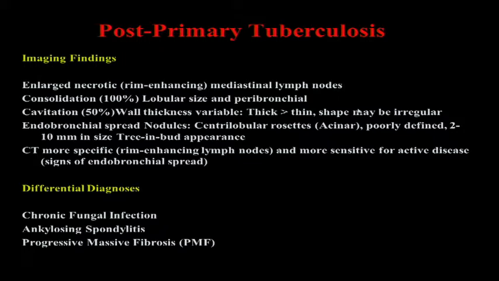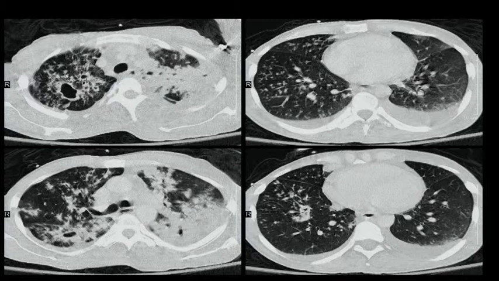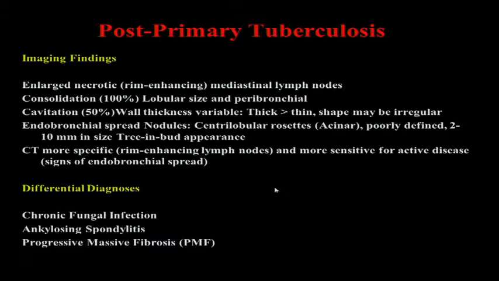Shape may be irregular. Endobronchial spread nodules, centrilobular rosettes, poorly defined, 2 to 10 millimeters in size, and tree-in-bud appearances. Let's see what rosettes they're talking about. Are they talking about these tiny nodules that are seen end-on? Are those the 2 to 10 millimeter nodules, the tree-in-bud seen end-on? CT is more specific, with rim-enhancing lymph nodes, and more sensitive for active disease. Signs of endobronchial spread, as you know, is tree-in-bud. Differential diagnosis: chronic fungal infection, ankylosing spondylitis, and PMF.